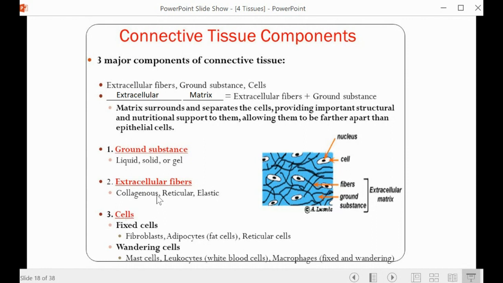and the cells. Okay. Now, when we have these extracellular fibers and the ground substance together, we call that the extracellular matrix. Okay. That's the matrix that we were talking about. The matrix surrounds and separates the cells, and it provides an important structural and nutritional support to them. It allows them to be further apart than those epithelial tissues or cells, but still connected, right? So you can see that here. This is cell, cell, cell, cell, cell. Those are all the fibers, and then that blue stuff would be the ground substance. Okay?